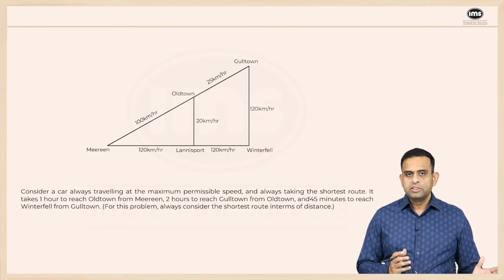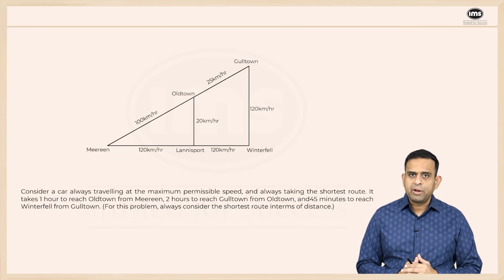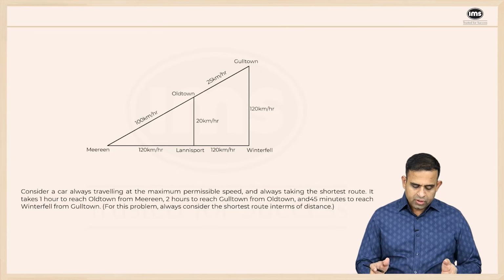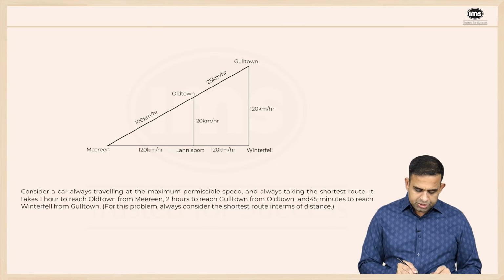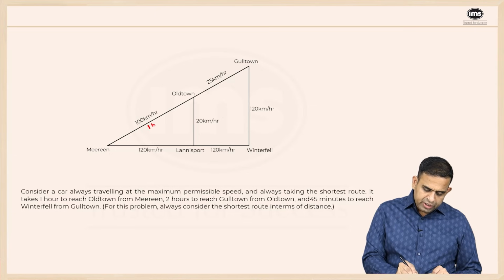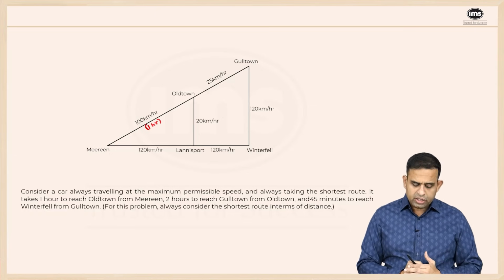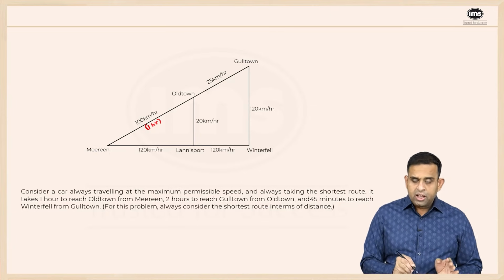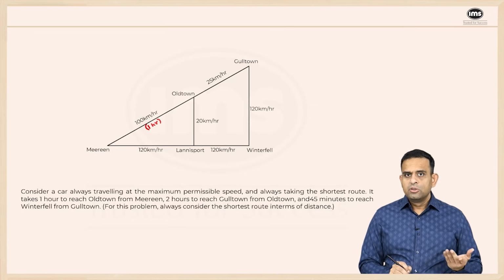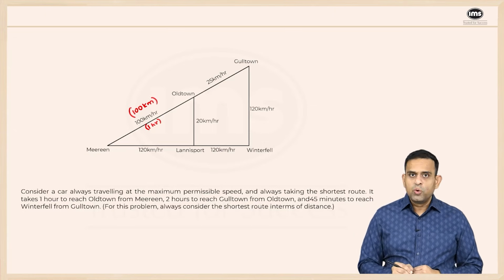So let us look at this approach, and what I will do is try to find out the distance for each of the segments for which times are known to us. For example, if I read this particular portion, it takes 1 hour to reach Old Town from Marine. So the time taken is 1 hour. And the speed over here is 100 kmph for the car. They have told the car is traveling at the maximum permissible speed. So in this particular case, the required distance simply becomes equal to 100 kilometer from Marine to Old Town.